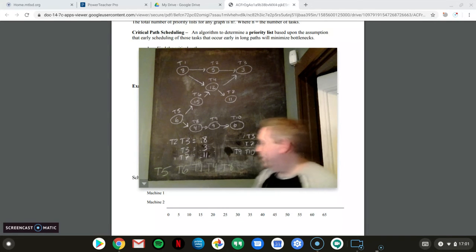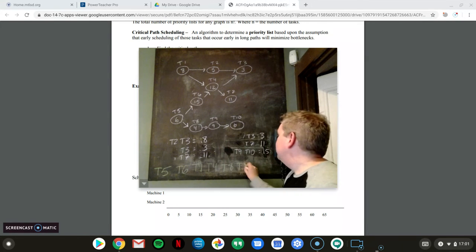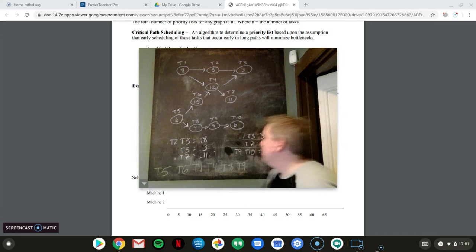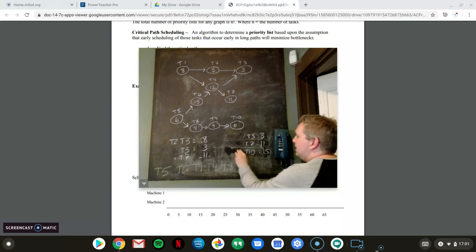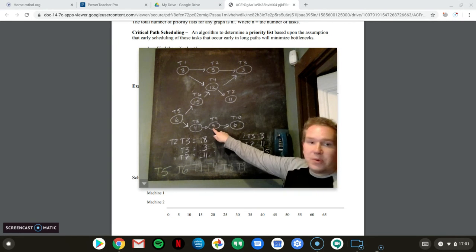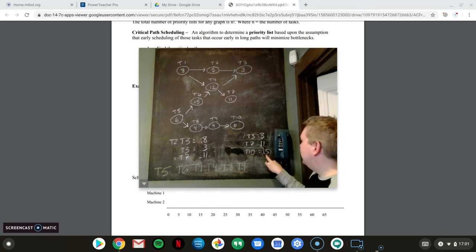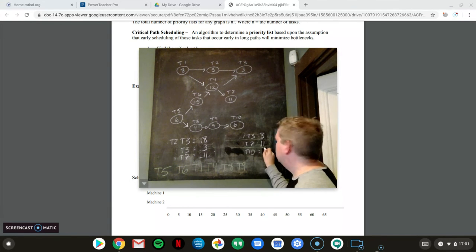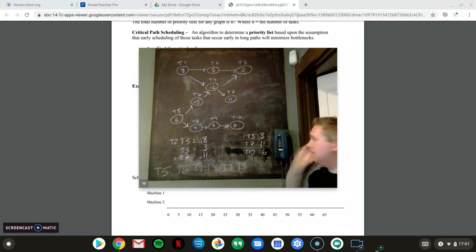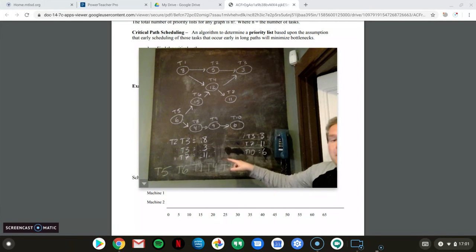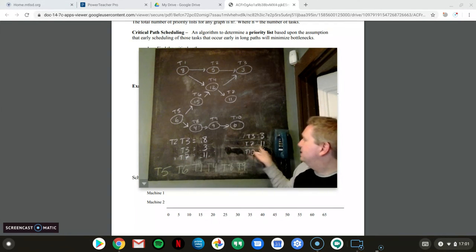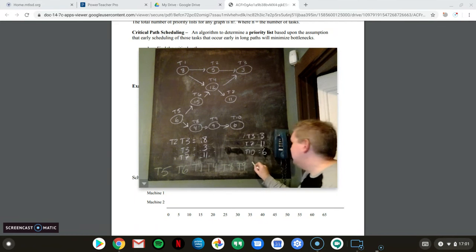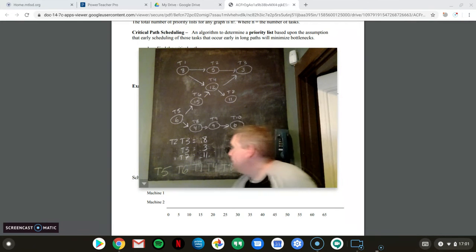So the next priority is going to be T9. This is the only one with the T9. So we're going to subtract 9 minutes from T9. 15 minus 9 is 6. Next, 11 is the longest, and both of those are just T7. This is T7, this is T7. So it has to be T7 is the next thing.